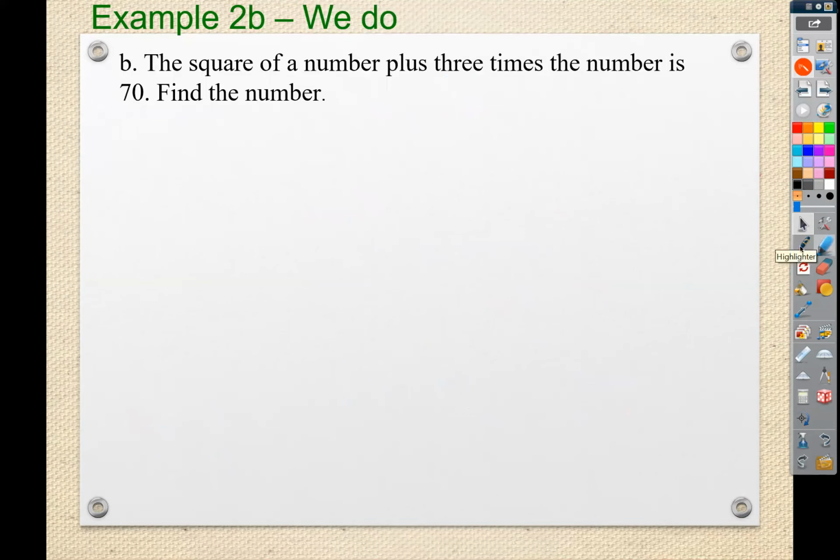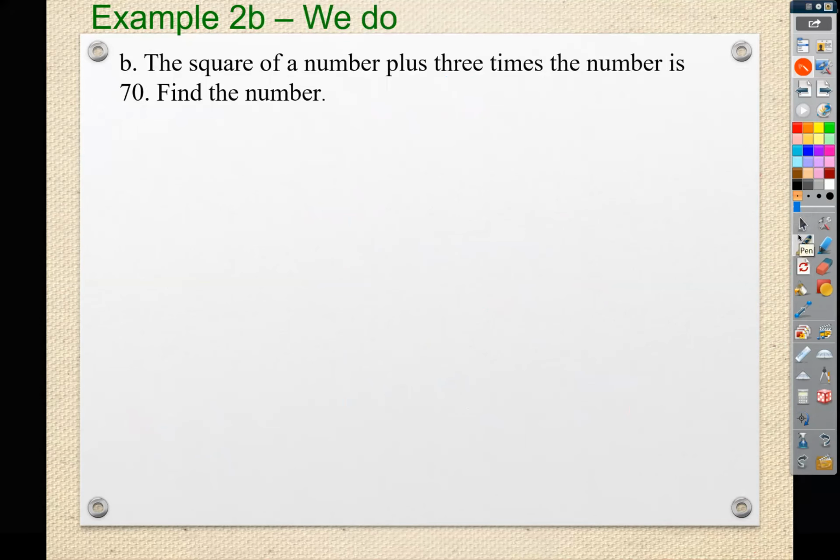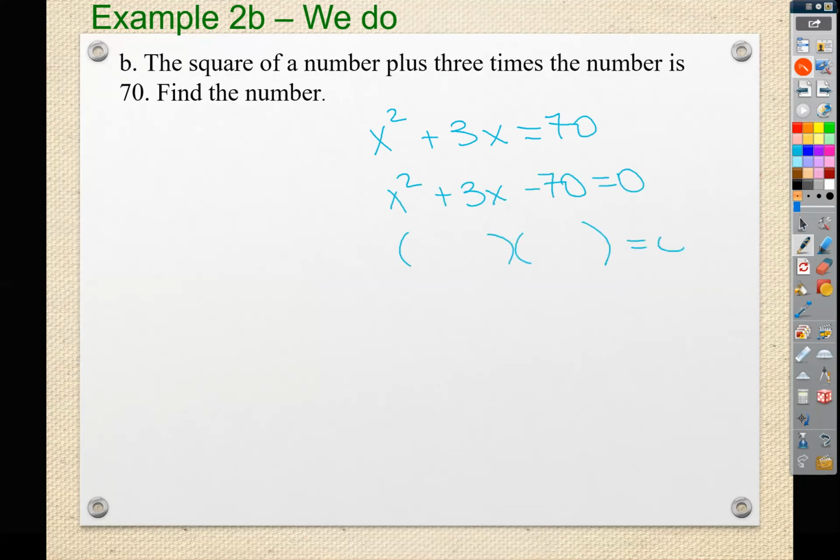2b, the square of a number plus 3 times the number is 70. Find the number. So again, we need to subtract 70 from both sides to set one side equal to 0 and factor. So we would use 10 and negative 7. And then I would set both of those equal to 0 and solve. And I would get x equals negative 10 and x equals 7.